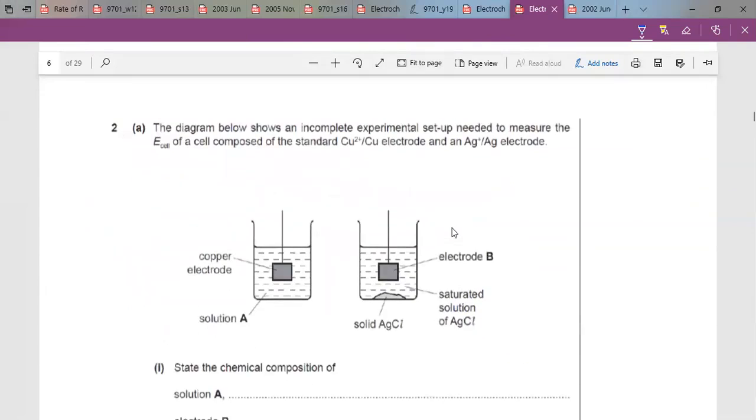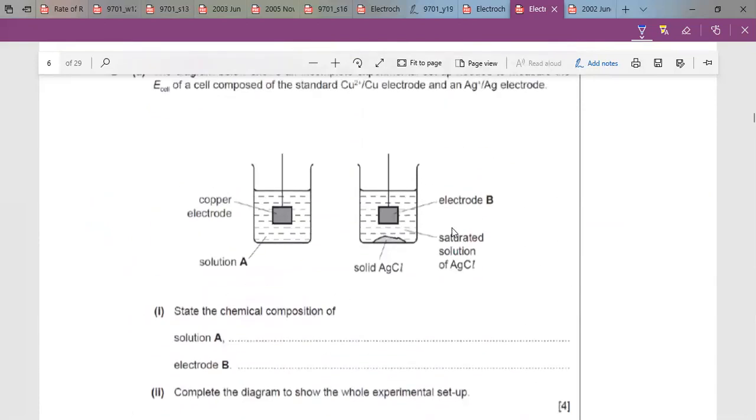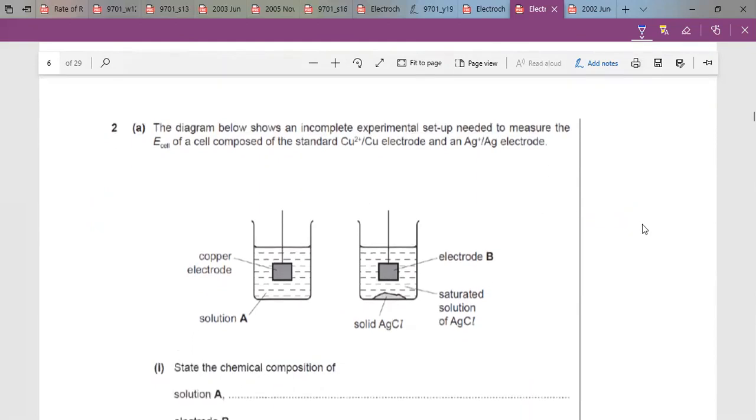Okay, now let's look at this for a while. Now they'll combine the whole thing together, one thing at a go. The diagram below shows an incomplete experiment setup, E cell for copper 2 plus. Of course, here they ask you to draw a voltmeter and of course your solution. Label please: voltmeter, salt bridge.